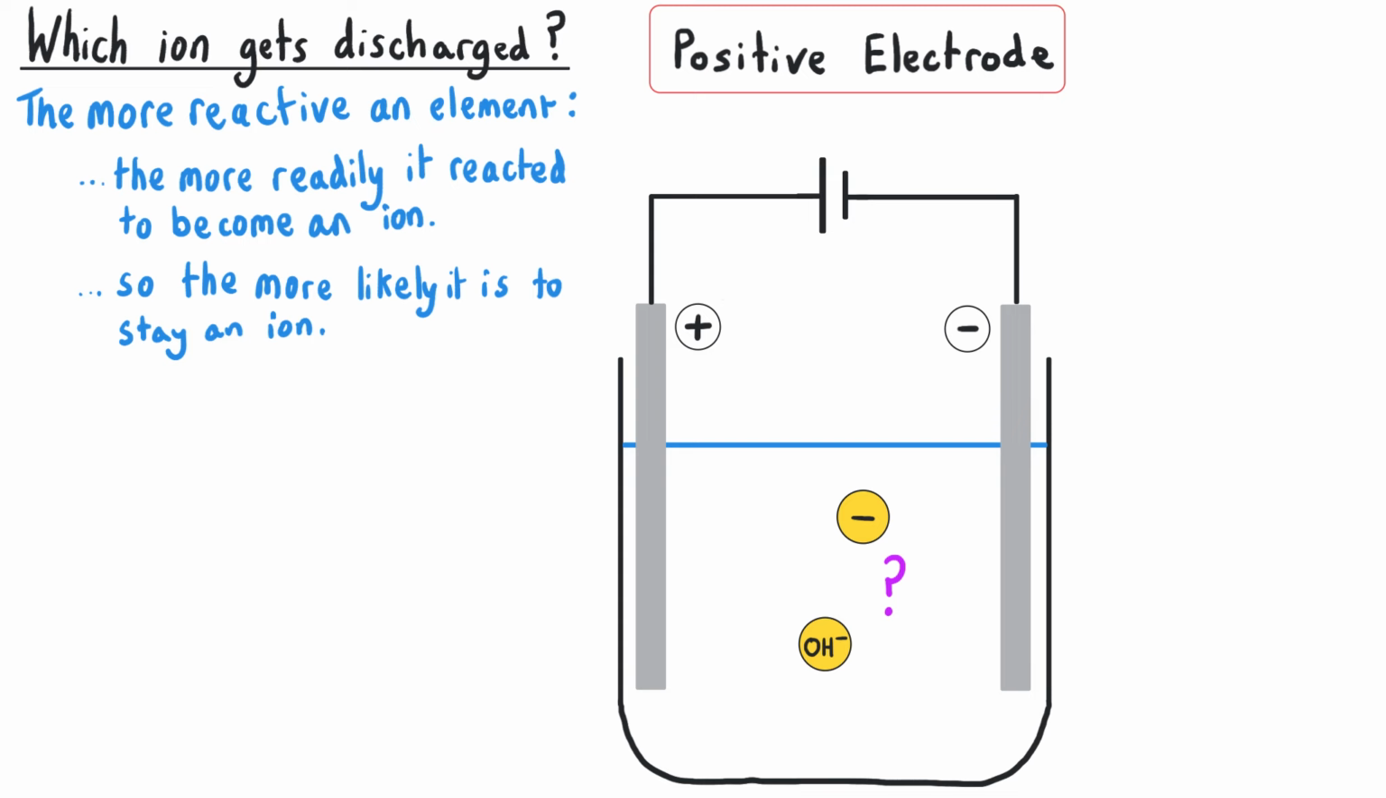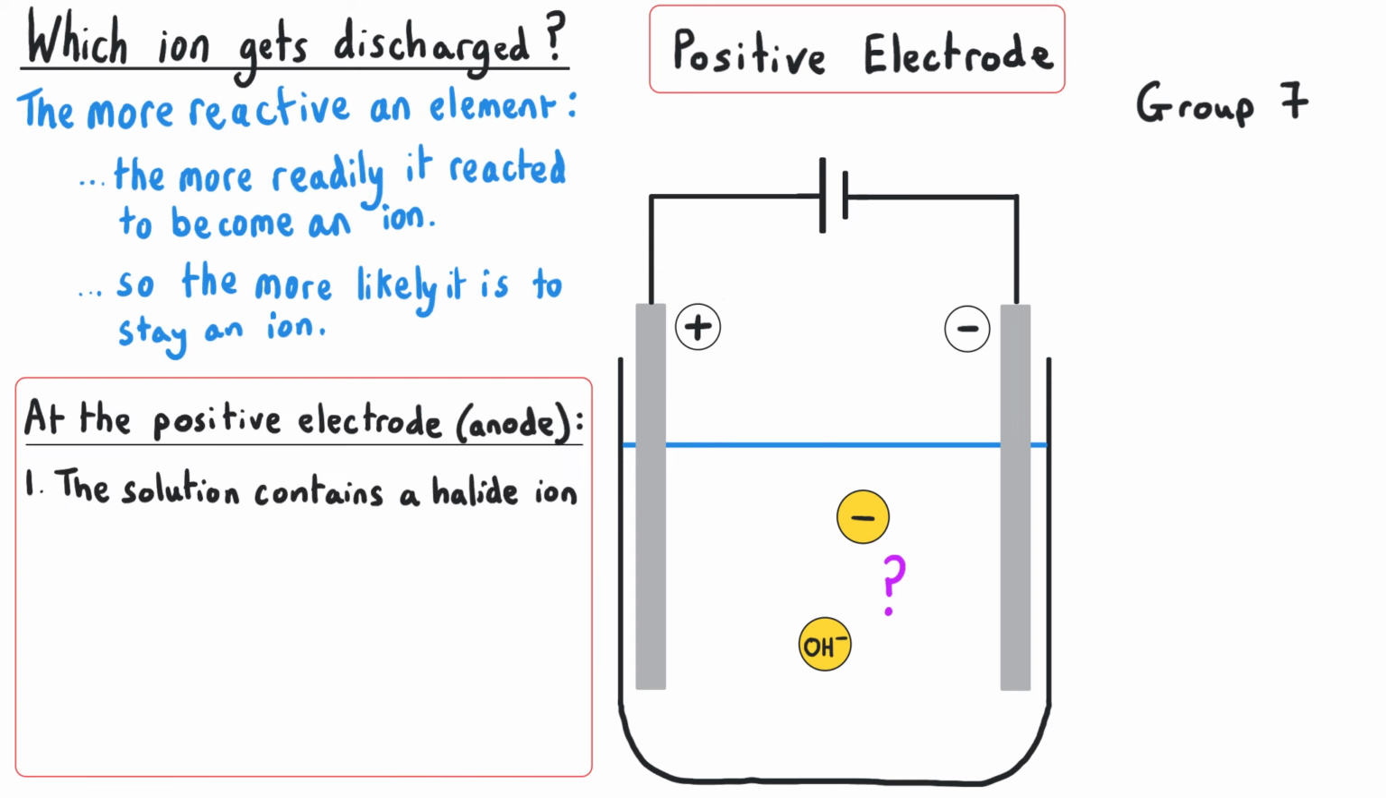Working out which ion gets discharged at the positive electrode during the electrolysis of aqueous solutions is probably the easier of the two, because what we're doing on this occasion is we're looking for the presence of an ion from a particular group of the periodic table. And so whilst reactivity is still a factor, we don't really need to consider it. The most practical approach is to look to see if the solution contains a halide ion.